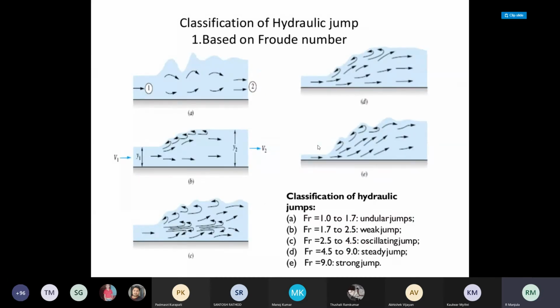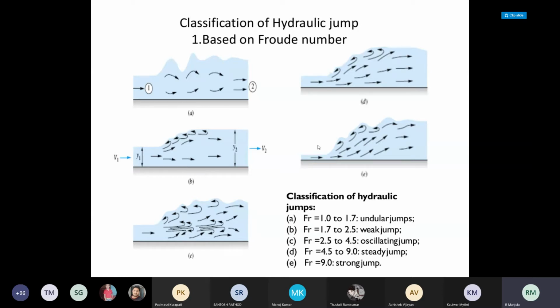And how can we classify the hydraulic jump? We can classify hydraulic jumps based on the Froude number. What do you mean by Froude number? Already we have seen it: inertia force by viscous force, inertia force by gravity force. What is that Froude number actually? Froude number is inertia force by gravity force.